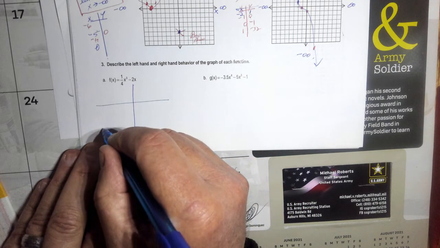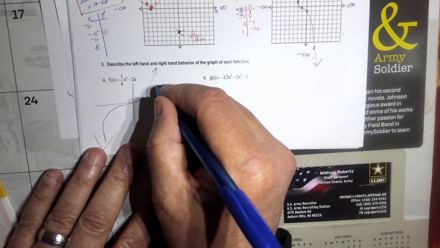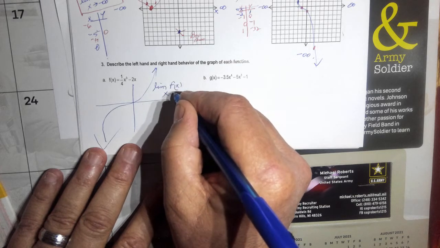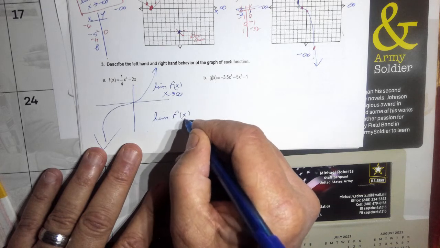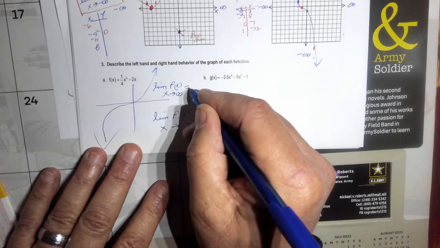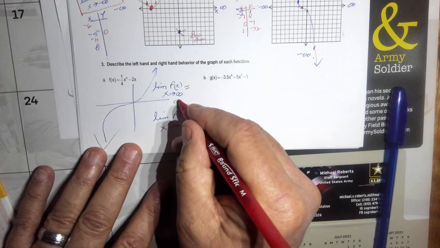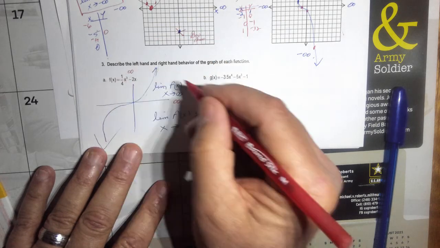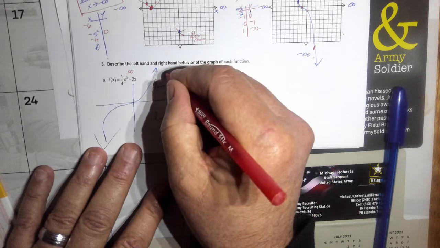Because it's odd, I know the graph has to go like this. I don't care what it looks like. So we write the limit of the function as x approaches infinity. The limit of the function as x approaches negative infinity. I just want you to read the graph here. So if we're going to infinity here, what's the y value doing? The y's are going up. This is infinity. So we say it equals infinity. That's the right-hand behavior.